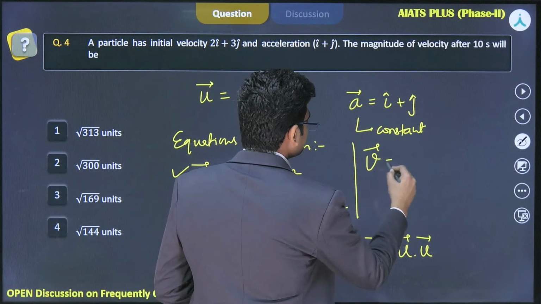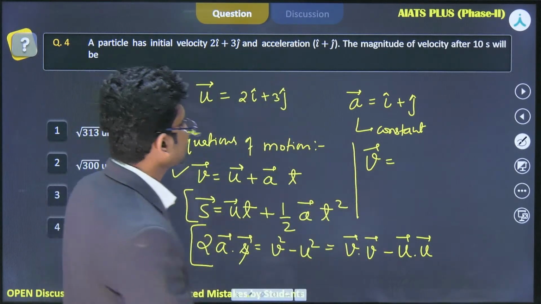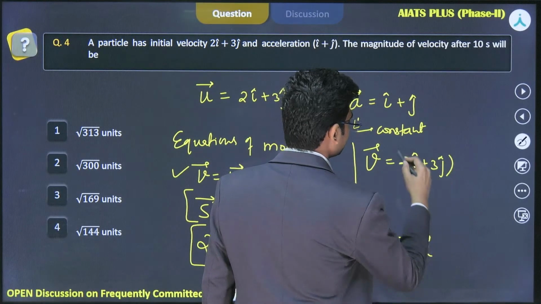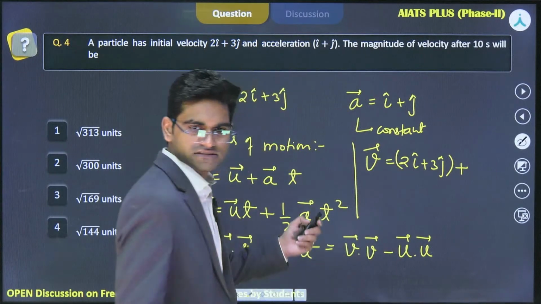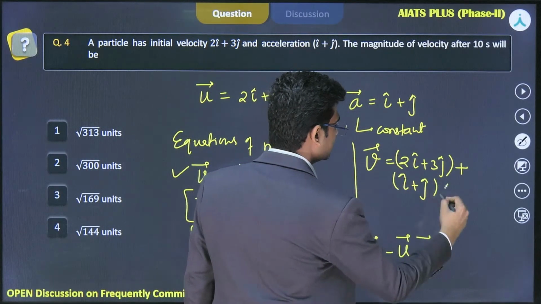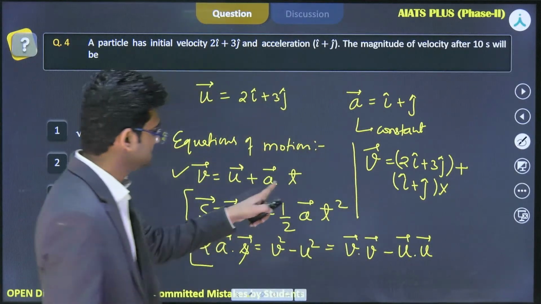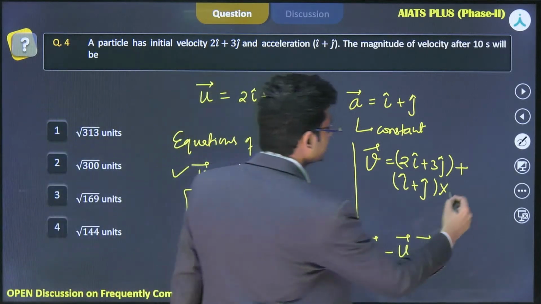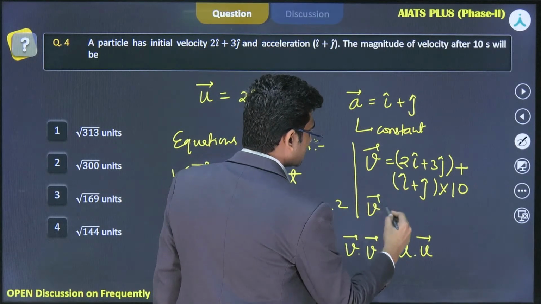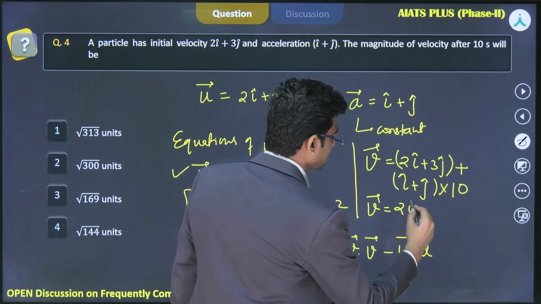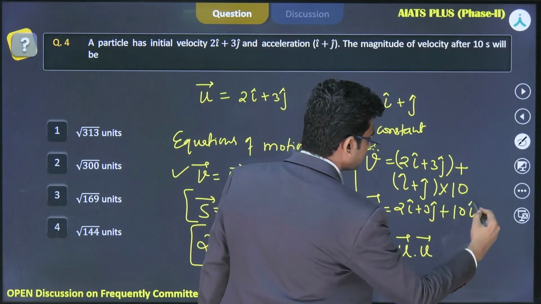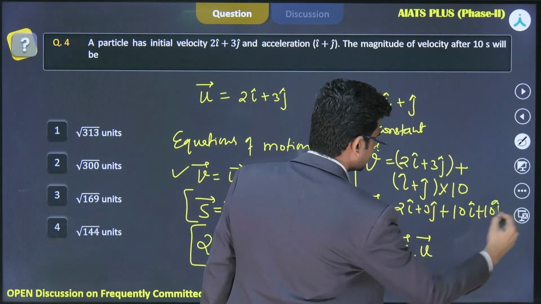V vector is equal to, what is U vector? U vector is 2i cap plus 3j cap, plus what is the acceleration vector? This is i cap plus j cap into t, where t is time, right? So we have to find the final velocity after 10 seconds, so I am multiplying this with 10. So this will become 2i cap plus 3j cap plus 10i cap plus 10j cap.